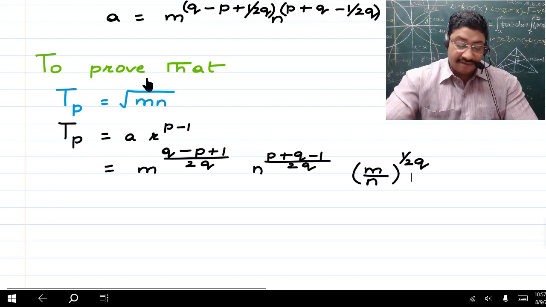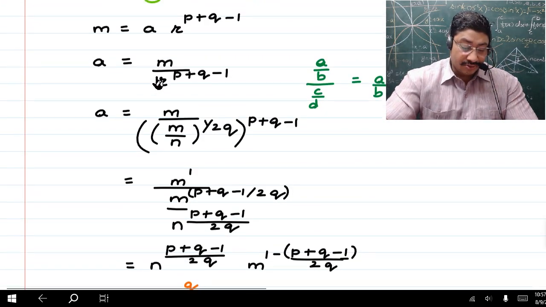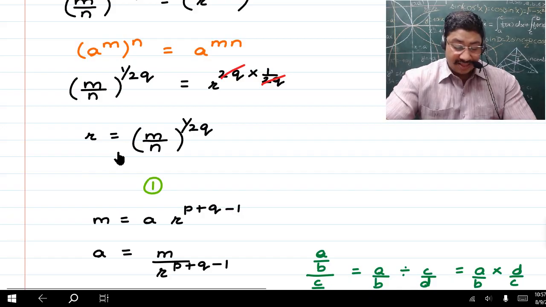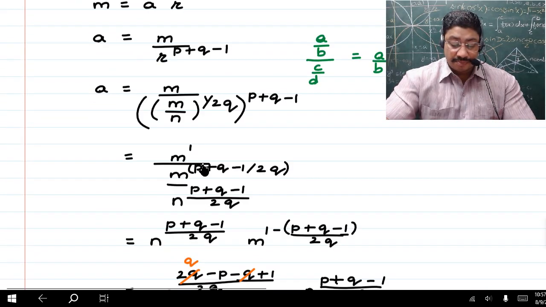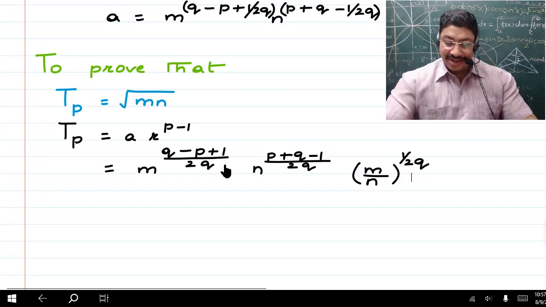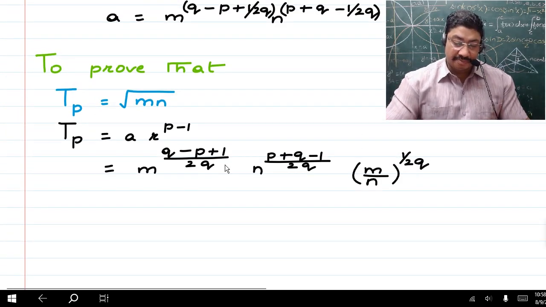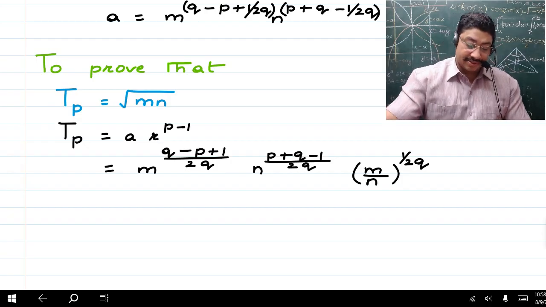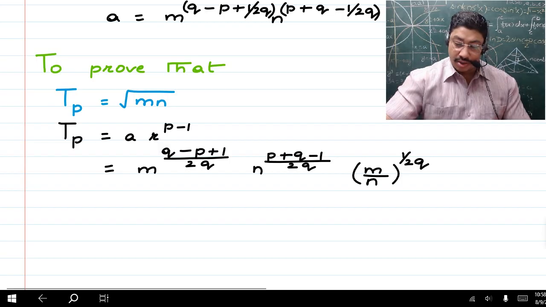We will quickly affirm whether this is actually correct or not. That is the value of r. We have the value of r to be m upon n raised to the power 1 upon 2q, so I am absolutely correct, right? So now further, remember that the power of this also has to be how much? It has to be p minus 1. Can you see? A, which has been multiplied with what? A, which has been multiplied with r raised to the power p minus 1.